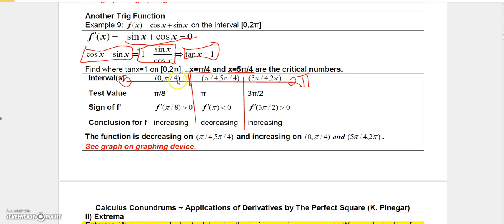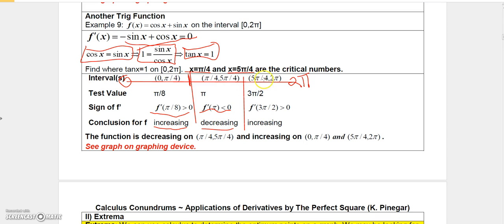So from 0 to pi over 4, I tried pi over 8. Now remember, I had to plug it back into this derivative. So when I evaluated minus sine of pi over 8 plus cosine of pi over 8, I actually got a positive number for the derivative. So that tells me the function is increasing. And then for pi over 4 to 5 pi over 4, I used pi. And so when I evaluated the derivative at pi, I got minus sine of pi plus cosine pi. I got a negative number, so that means the function is decreasing on that interval.